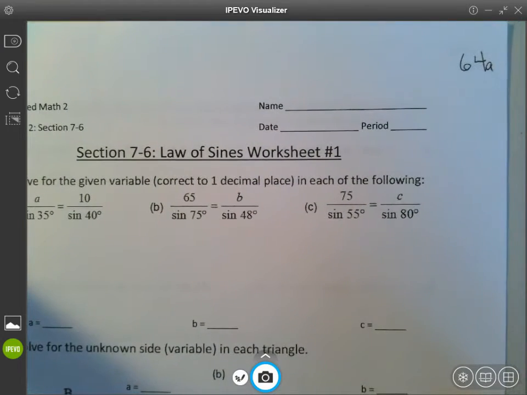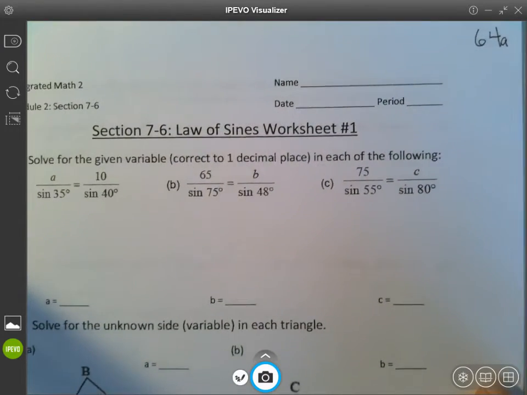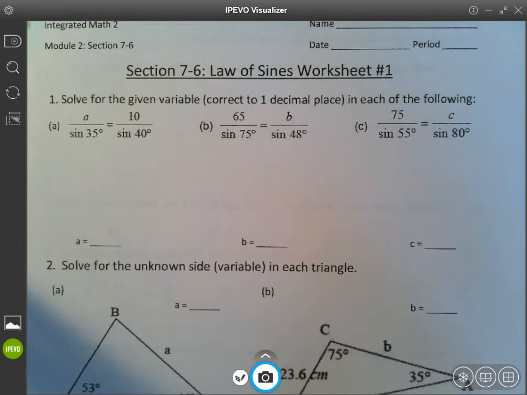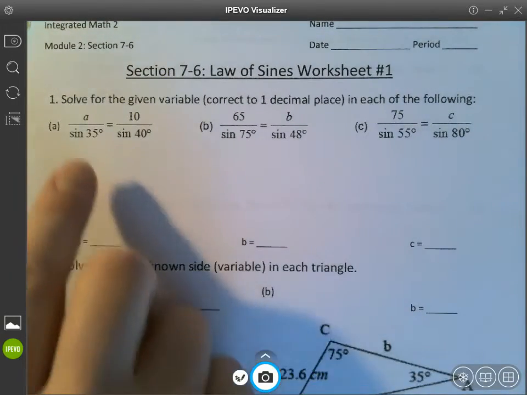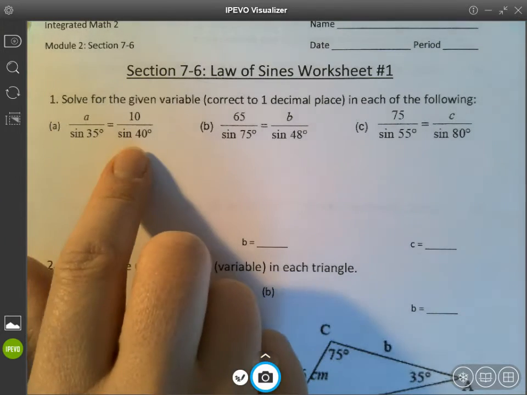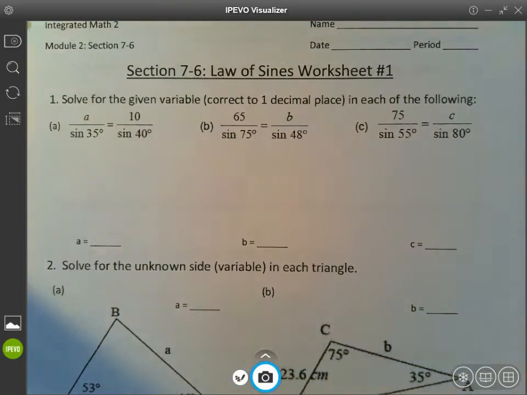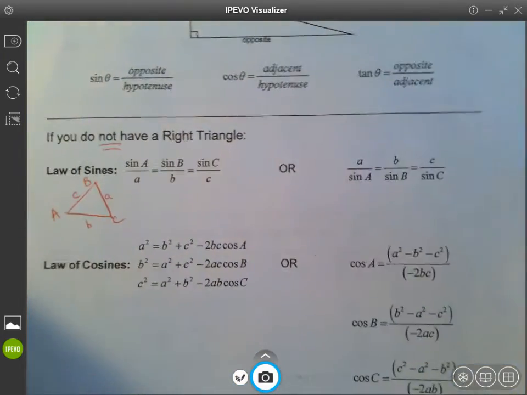Okay, we are working on 64A today. It's a law of sines worksheet, so it's something we've already covered. We're using the law of sines as proportions, so we have fractions equal to a fraction in which we can cross multiply. Now the law of sines comes from our blue sheets that you guys have.